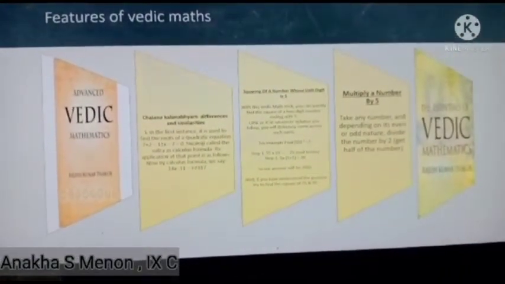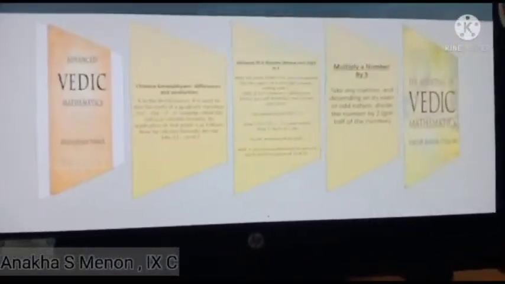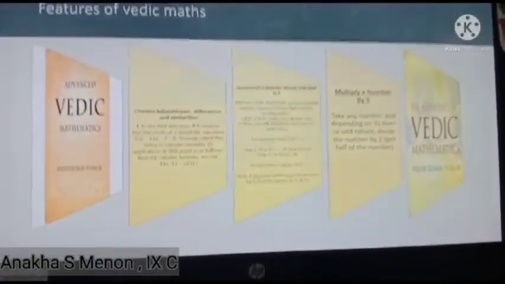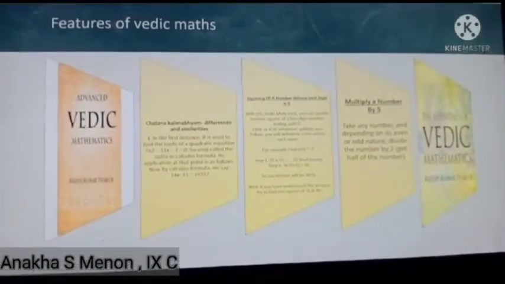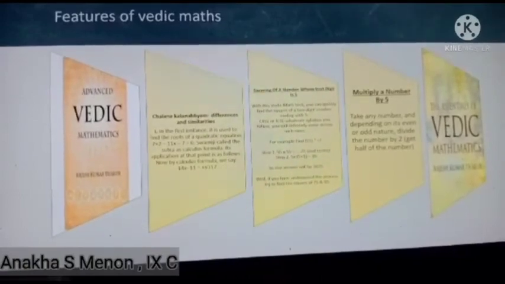Features of Vedic maths. Calana Kalanabhyam, differences and similarities. In the first instance, it is used to find the roots of the quadratic equation 7x² minus 11x minus 7 is equal to 0. Swamiji called the application at this point as follows. Now by the calculation formula, we say 14x minus 11 is equal to plus or minus root 371.